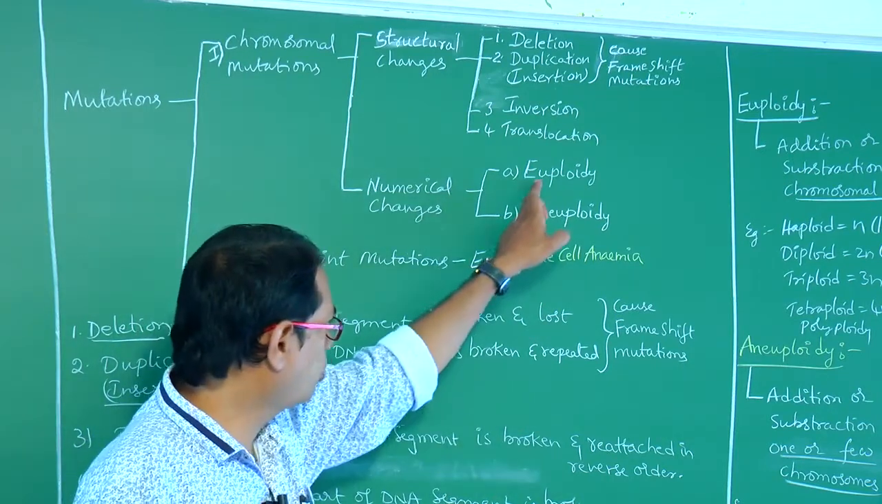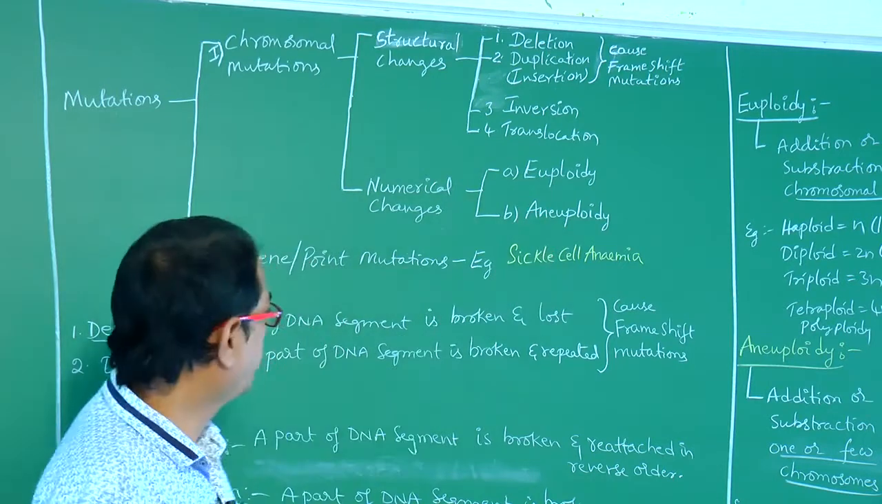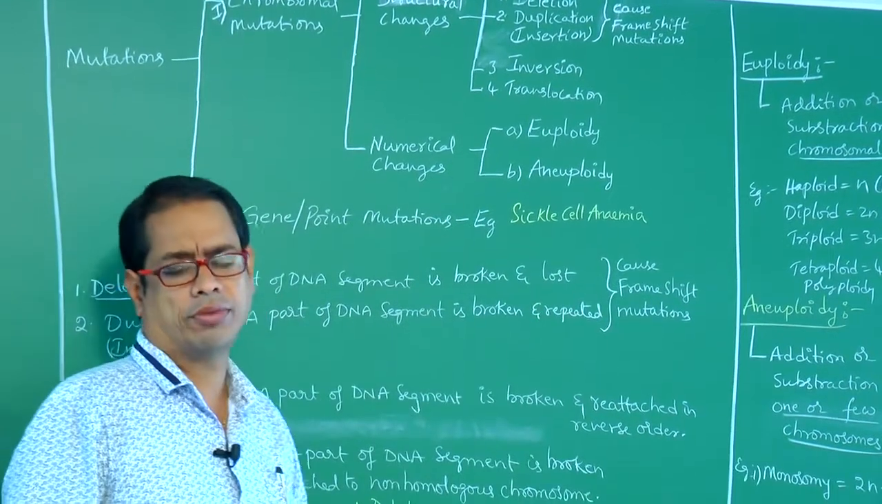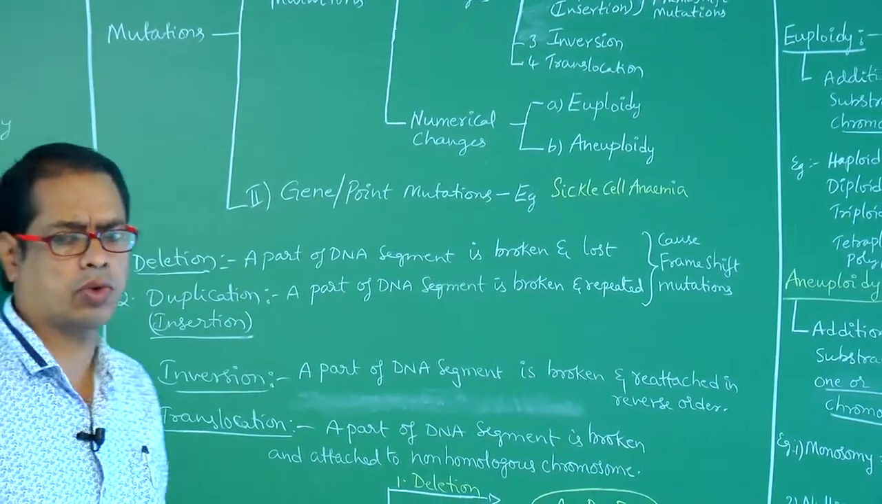Numerical changes means euploidy, aneuploidy. Gene mutations, for example, sickle cell anemia. These points we have to discuss one by one.